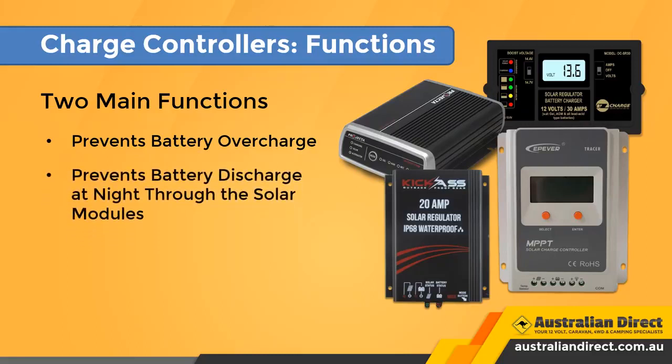At night, the voltage of the battery bank is higher than that of the array that it's connected to. Without a charge controller, the tendency would be for the current to flow out of the battery bank. A charge controller prevents that from happening, allowing the flow to only go one way into the batteries.